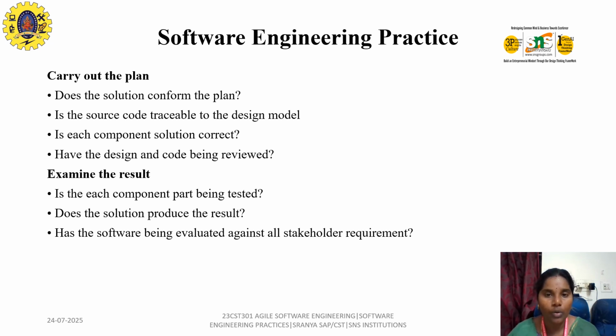The second thing in software engineering practice is the general principles. These are some principles required in the process. The first one is the reason it all exists, and the second one is KISS, keep it simple, stupid. Then maintain the vision, and the fourth one is what you produce, others will consume. Then be open to the future, and plan ahead for reuse, and the final one is think.